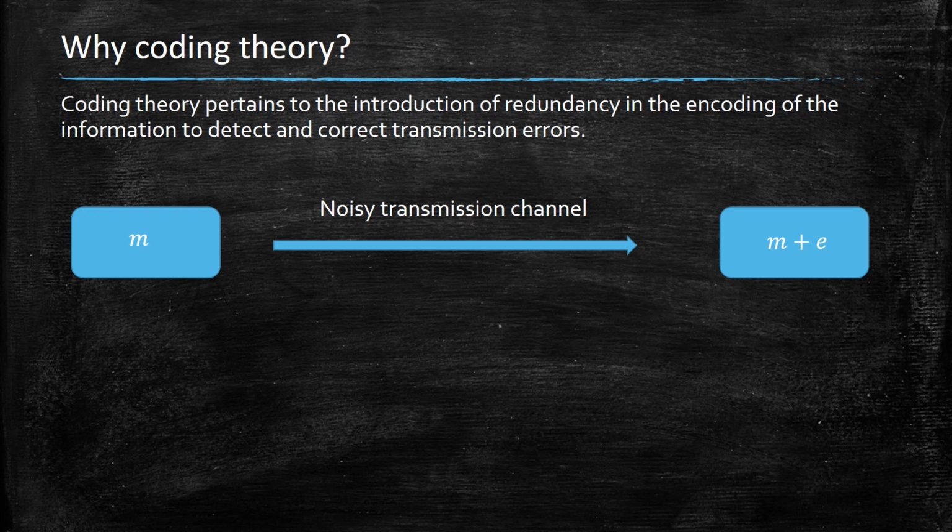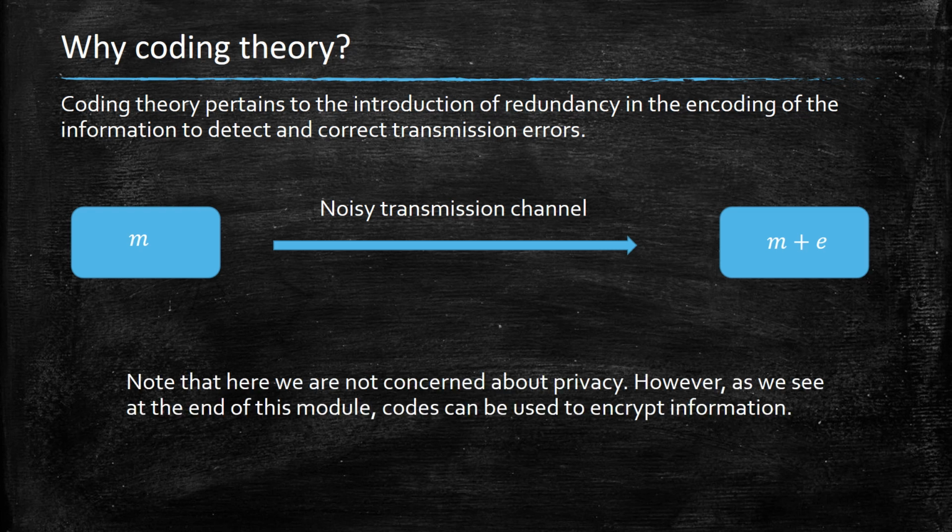And through this channel, they receive some noise that we call E in this picture. So instead of concerning ourselves about privacy, this time we're concerned about figuring out how to detect that errors were introduced during the transmission, and if so, figure out a way to correct those errors, which is really the ultimate goal for error correcting codes.